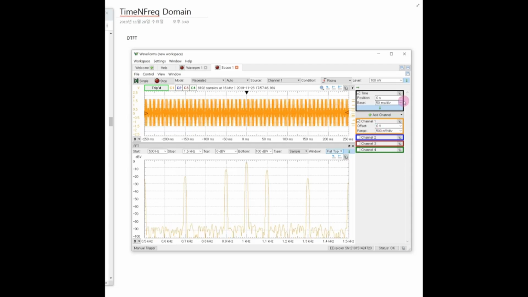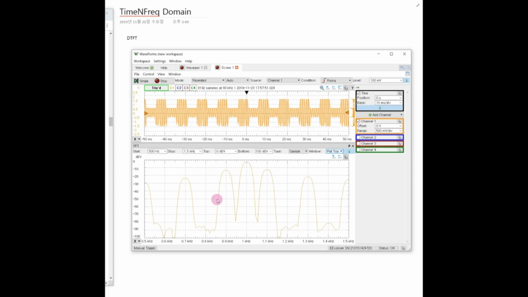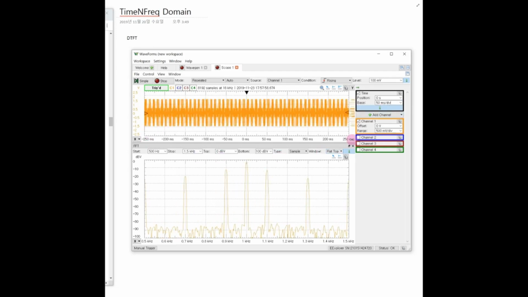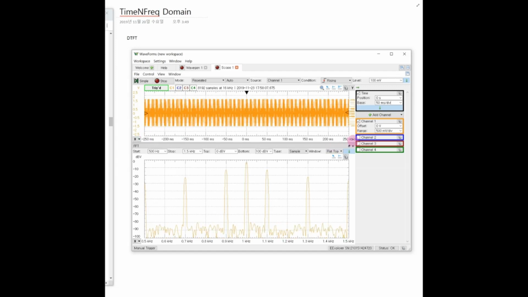And if we reduce the gating time, what's going to happen? The spectral resolution is poor. But if we increase the number of samples, that is the gating time, the resolution bandwidth is improved. You need to think about the reason why the spectral resolution depends on this time difference.